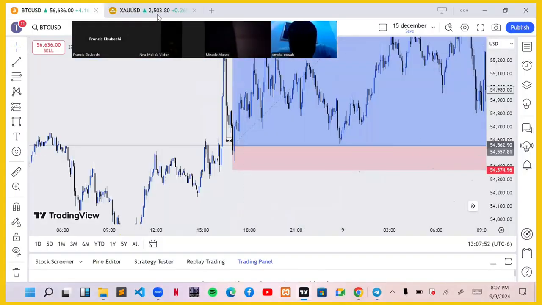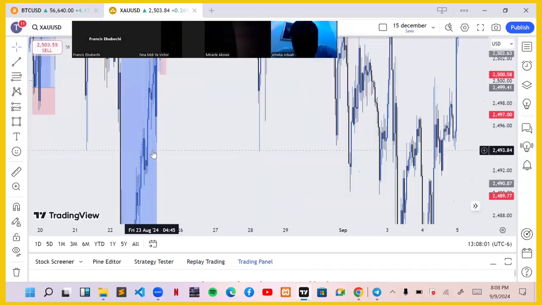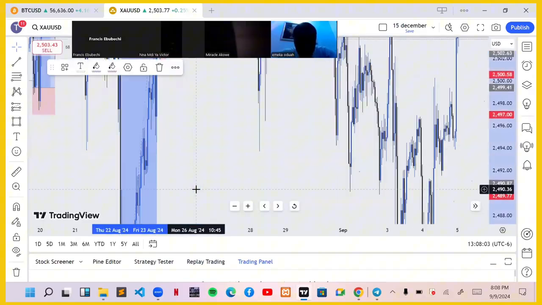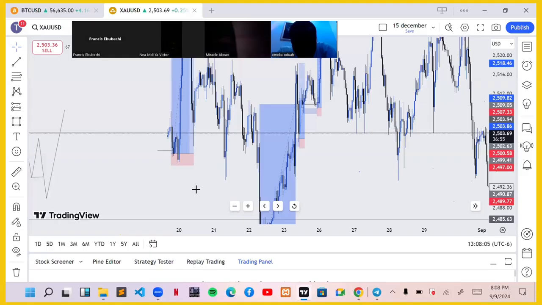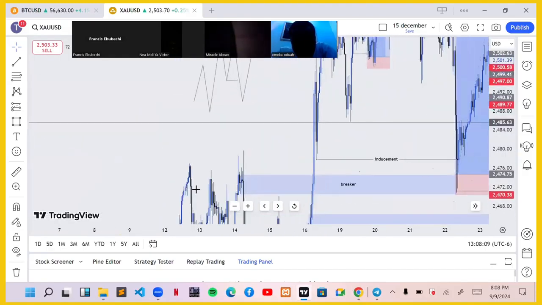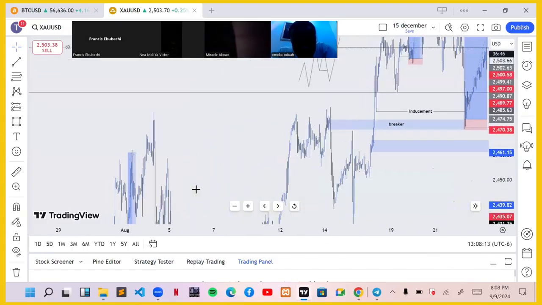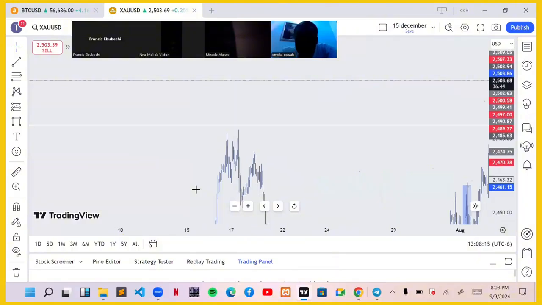Let me find an example of using an order block and then an example of using a breaker block. I've already given an example of when you make use of a breaker block on gold. Multiple examples, actually, on gold making use of a breaker. That has this example of a breaker block here.